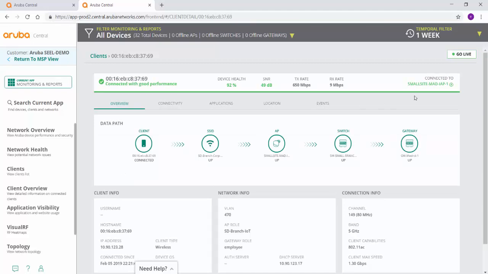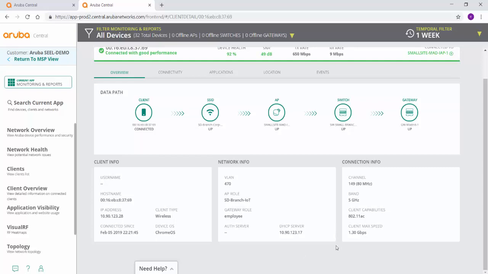Like what we saw with the access point, we are getting a snapshot of the health of the client, okay? What is its SNR? What rates is it able to transmit and receive at? Similar to what we see in Airwave, we're presented with a breadcrumb trail of the client's connection. Here we can see that this client is connected to the SSID branch corp, on the small site access point that's connected to the small branch switch, which is also connected to the Madrid gateway. So we get the full connectivity path for that particular client.